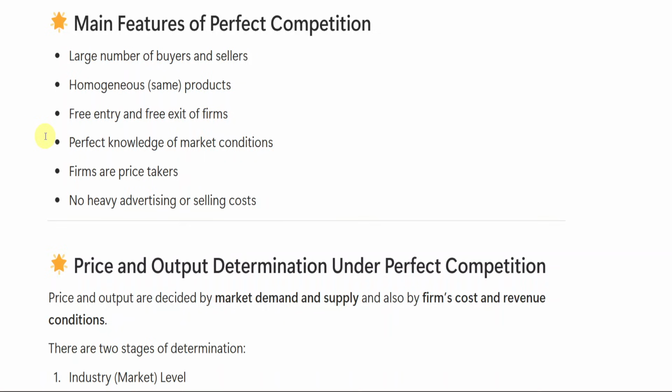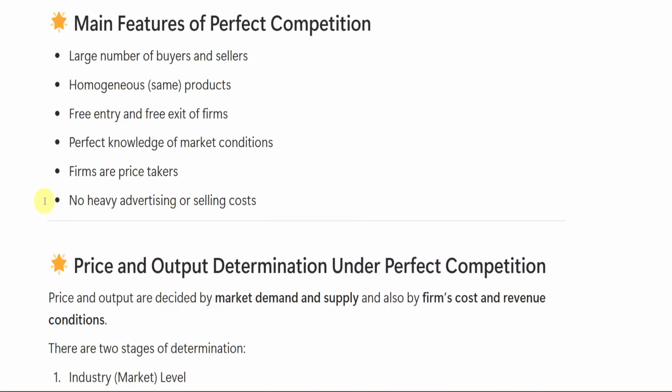Fourth, perfect knowledge. Buyers and sellers know the market price, product quality, available firms and all. So no one can cheat and no seller can charge a higher price. All know what is happening in the market. Fifth, firms are price takers. A firm cannot fix the price. A firm must accept the market price. If a firm charges a higher price, buyers will go to the other firm. So the firm sells only at the market price.